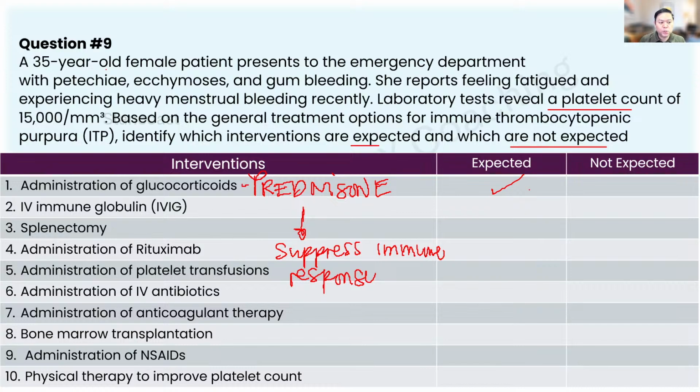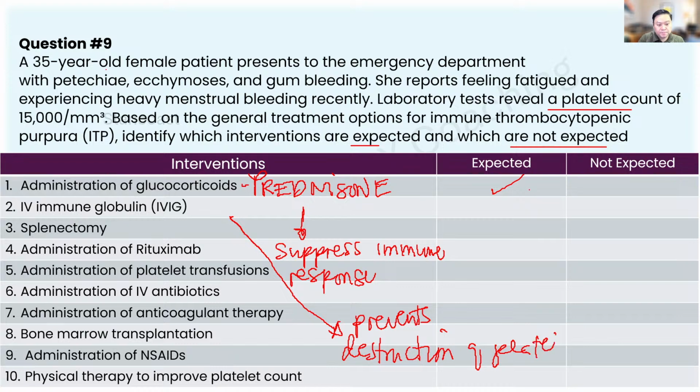What about number 2? IVIG administration. Remember about the IVIG? It will work by saturating the reticuloendothelial system. It will prevent the destruction of the platelets coated with the autoantibodies. So this is going to be expected therapy. So that is going to be checked off here.